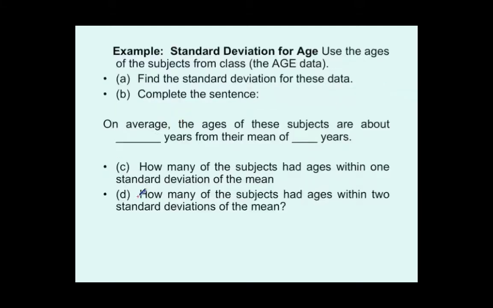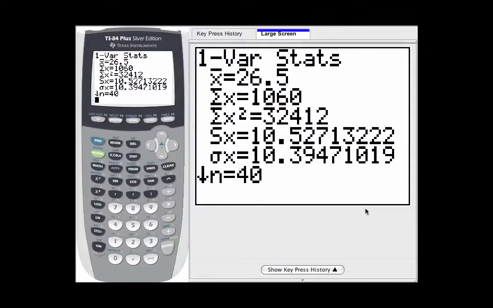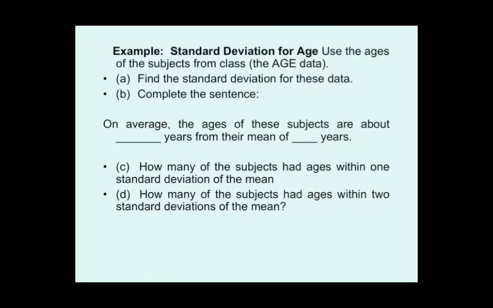All right, let's take one more example here. Let's use the age from our subjects in the class. Let's find the standard deviation for these data, and then we're going to complete the following sentence. Okay, so let's go back to our calculator for a minute. We see the sample standard deviation was 10.53. Let's just go out to 3 places. So our sample standard deviation was 10.53 years. Let's make sure if there were units with the data, you should have units with your answers, okay?